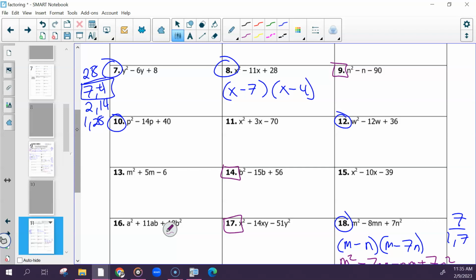Factors of 90. There's a lot. 10 and 9 would work. Something else to think about: if this is 1, your 2 factors are going to be 1 apart from each other, like 10 and 9. If these are both minus, one of them has to be negative. Which one would be negative?